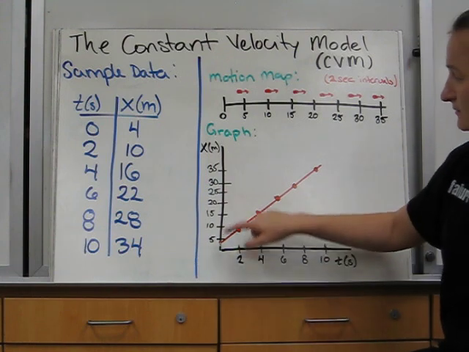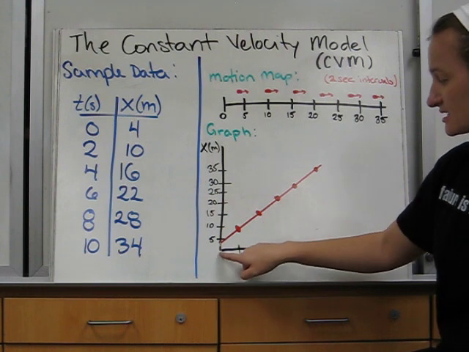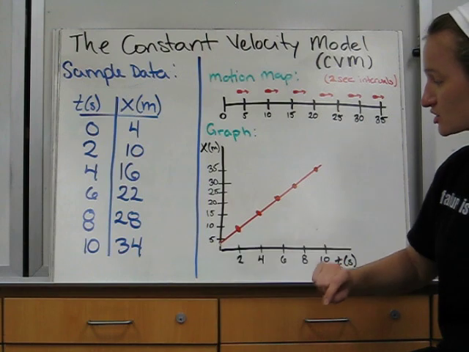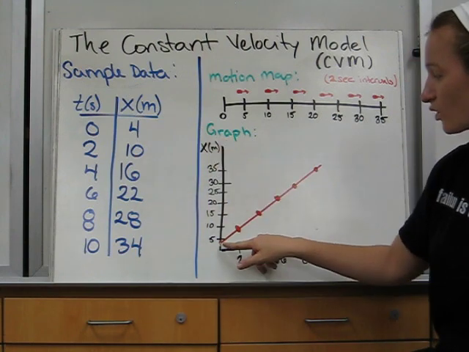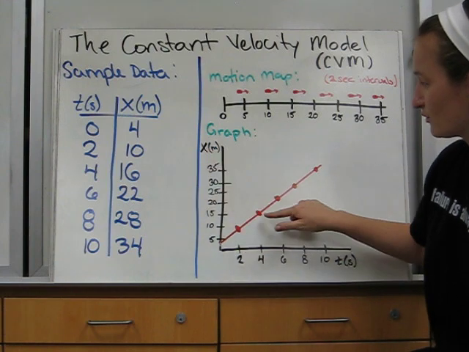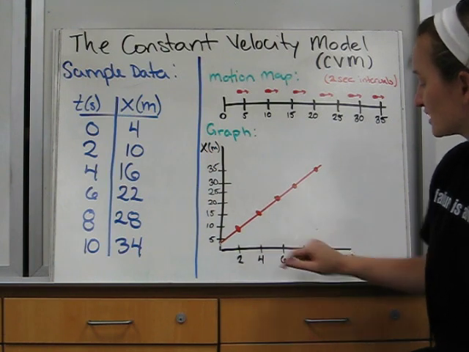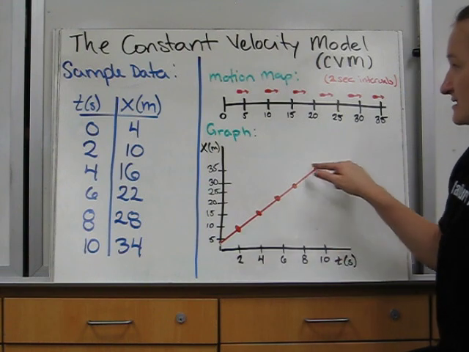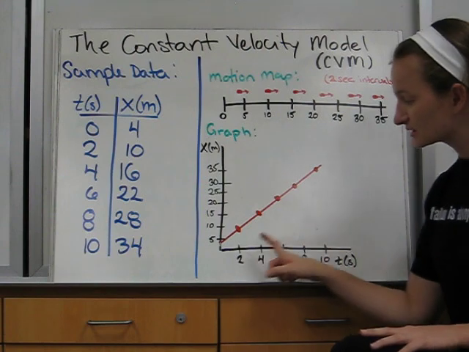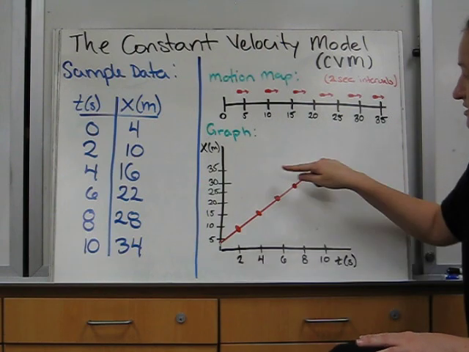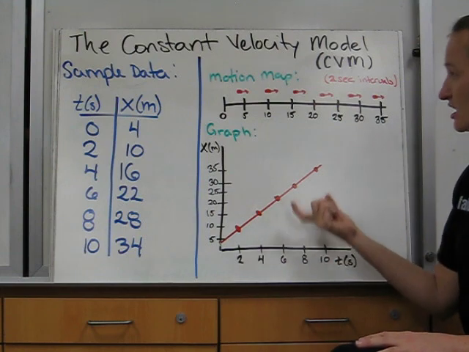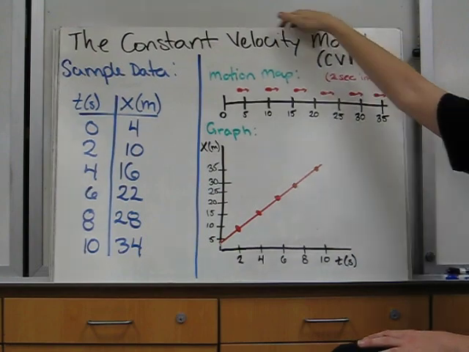So that being said, where your object starts is at a time of 0, which is going to be that y-intercept, the initial location, which in this case is 4 meters. Then you just plot out at 2 seconds, it's at 10, at 4, it's at 16, 6, 22, 8, 28, and 10, 34, and then you can draw a line to connect the points. So this clearly shows that your object went from 4 meters all the way up to 34 meters in a time of 10 seconds. So it's the same data as the motion map.